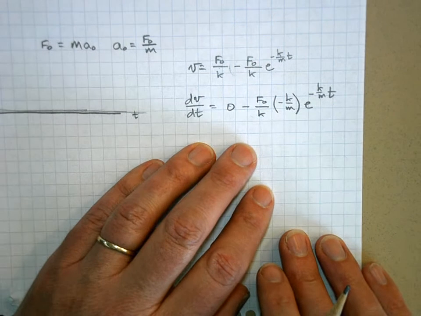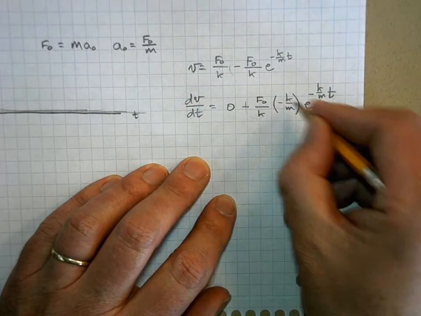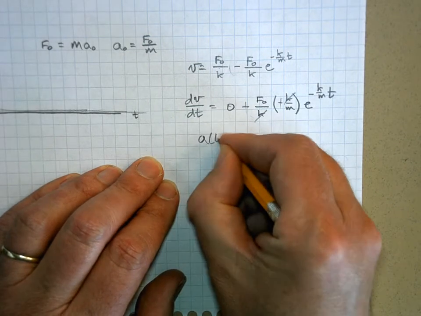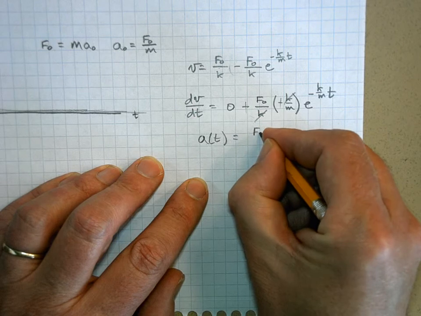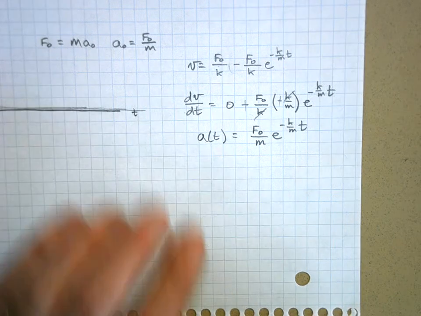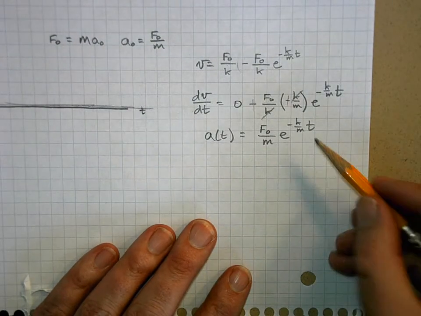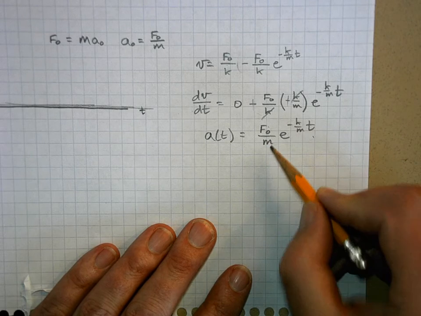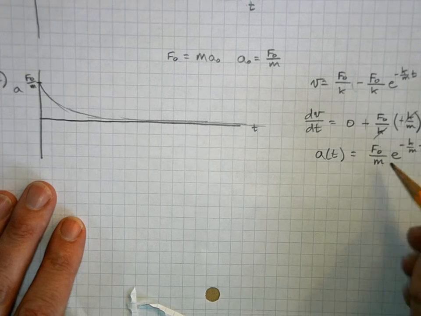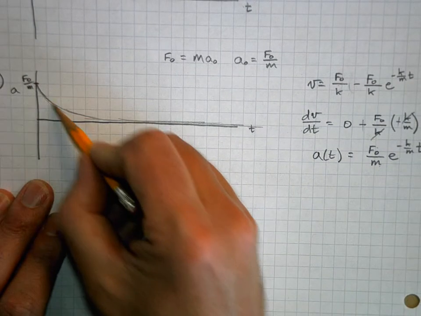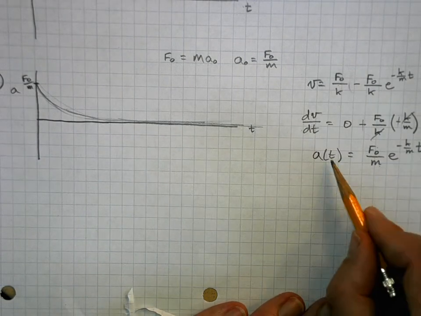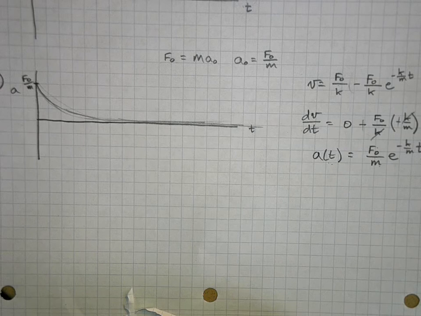Look what happens. The negatives go away, the K's go away, and we get an acceleration as a function of time of F naught over M times e to the negative K over M times t, which when t is equal to 0 is F naught over M, just like our graph says. This also justifies making an exponential curve out of it. As t goes to infinity, a goes to 0. And now we even know what tau is.